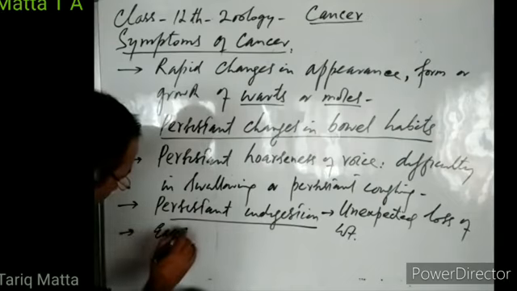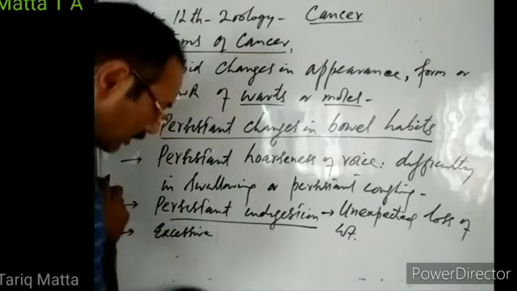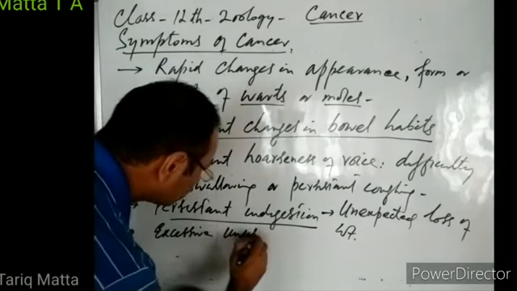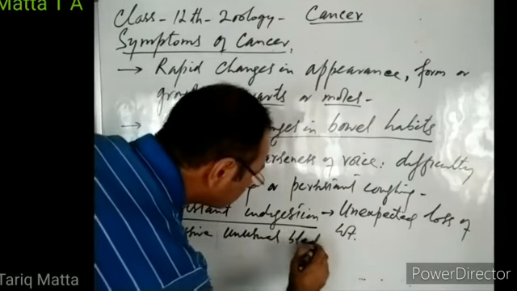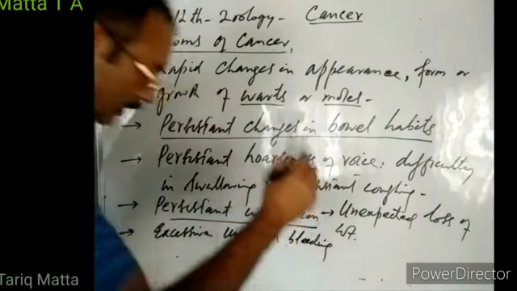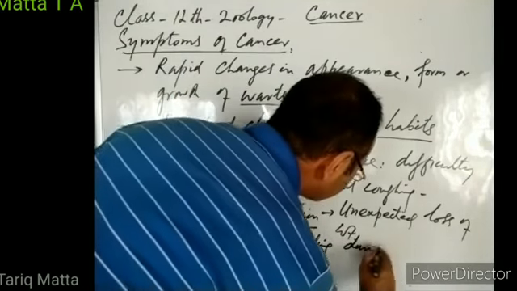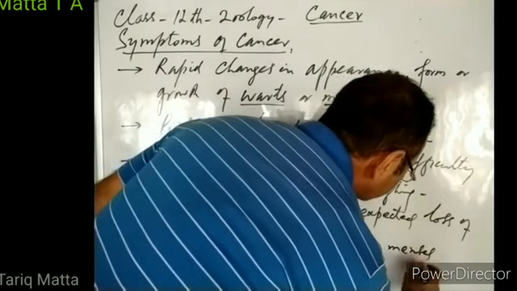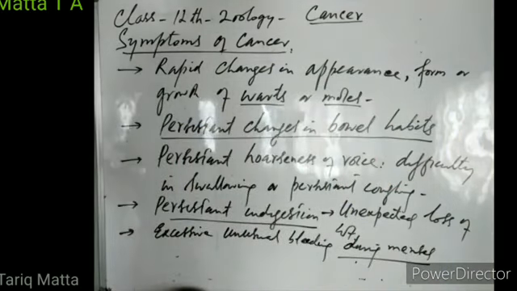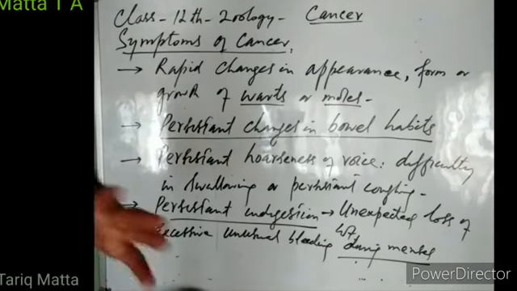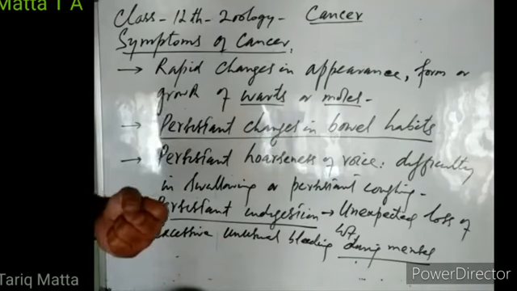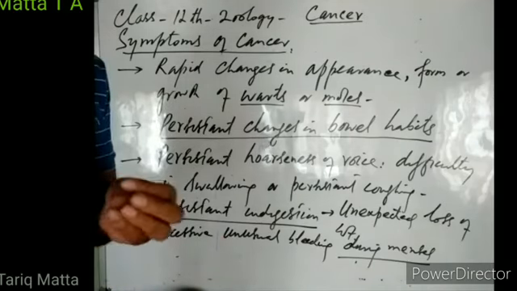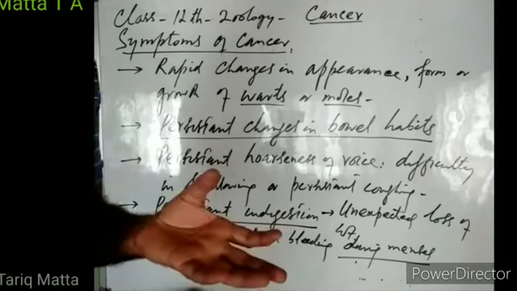Excessive, unusual bleeding during menses. That should also not be taken lightly. The menstrual cycle has some irregularities. Those irregularities include change in the length of the menstrual cycle, and change in the amount of fluid which is lost.